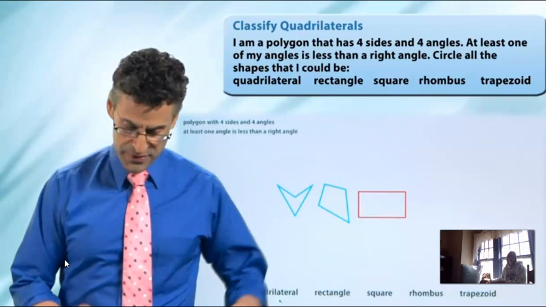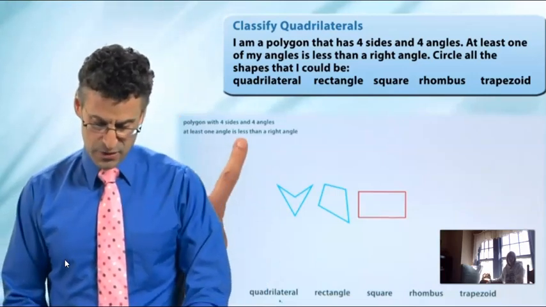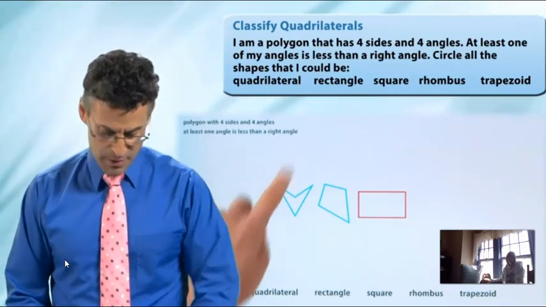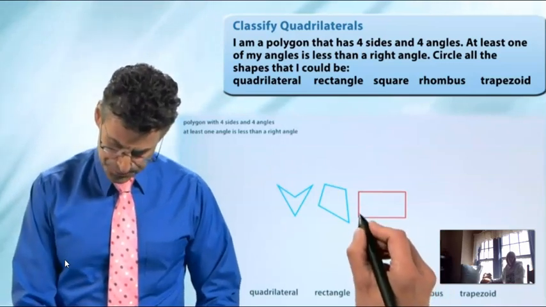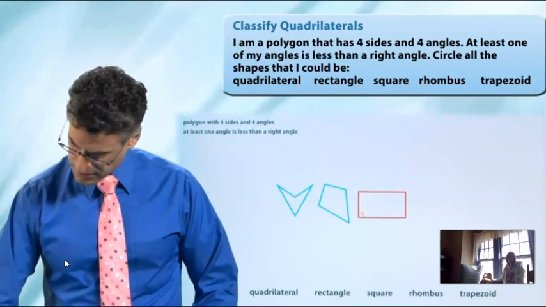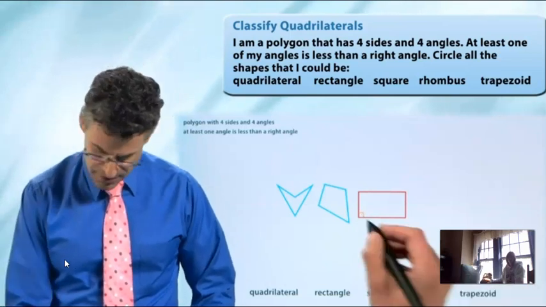Now, is it possible to have one of these that has at least one angle that is less than a right angle? Remember, the right angle ones are the ones where they're perpendicular to each other.